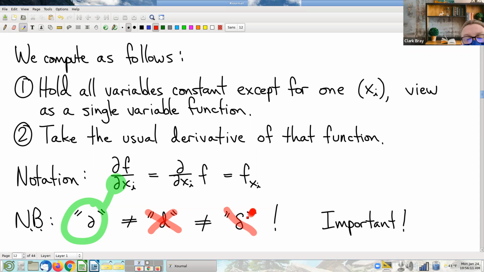Likewise, it's not the Greek letter delta. The Greek letter delta kind of comes back over at the top. That's not what this is. It means something different.